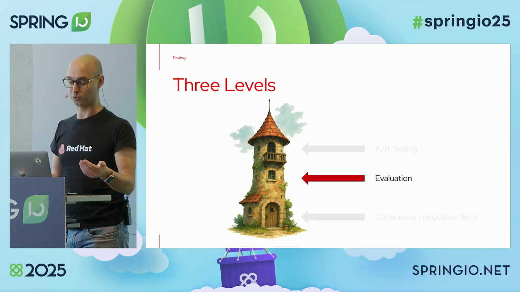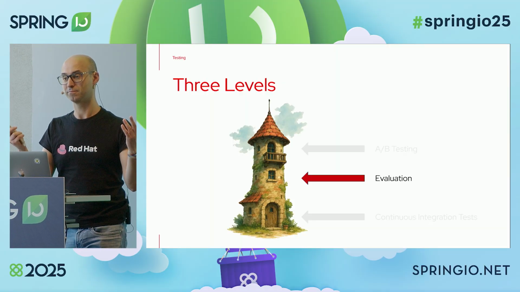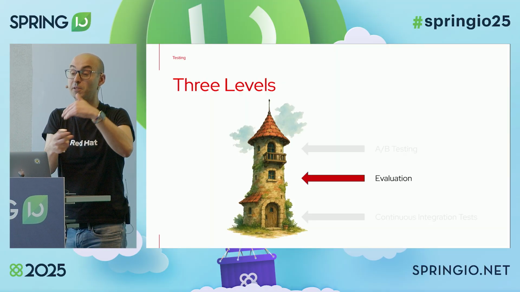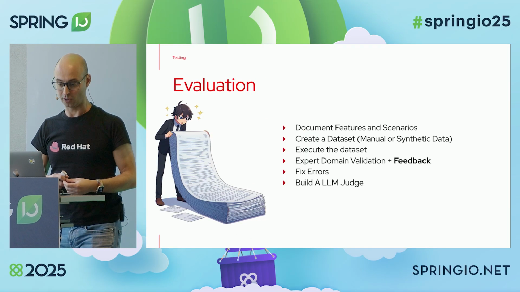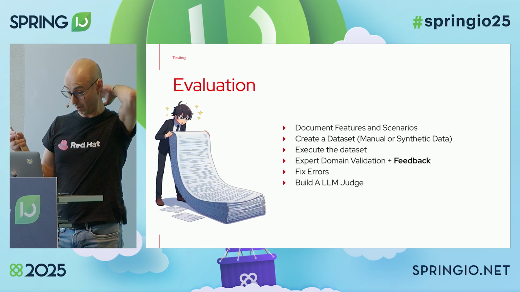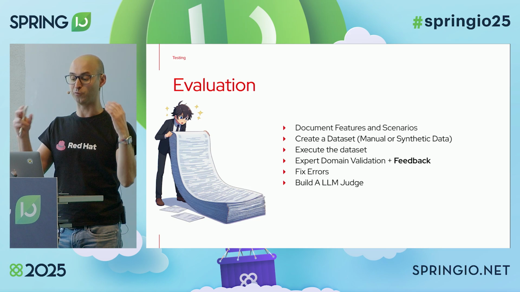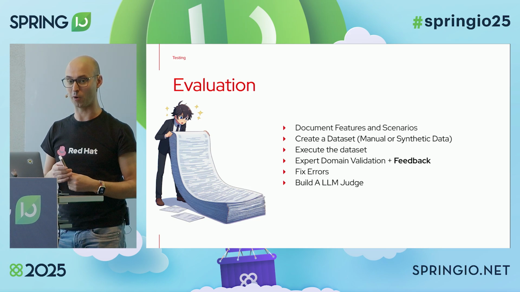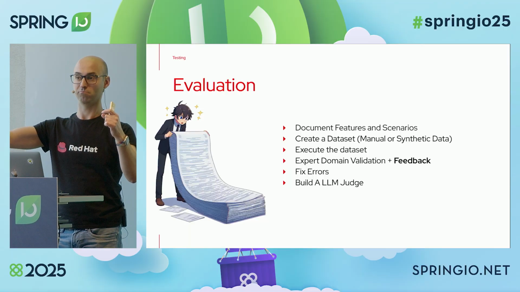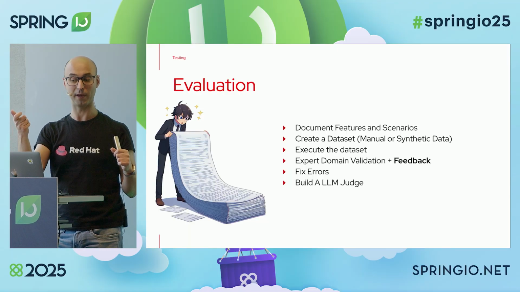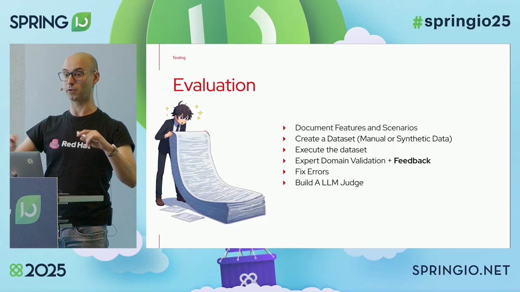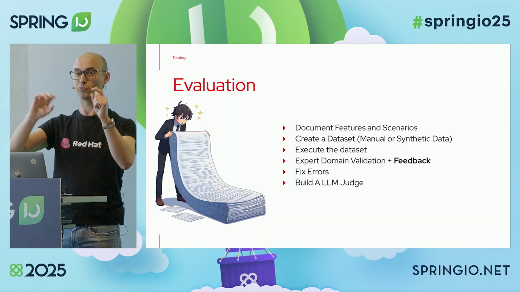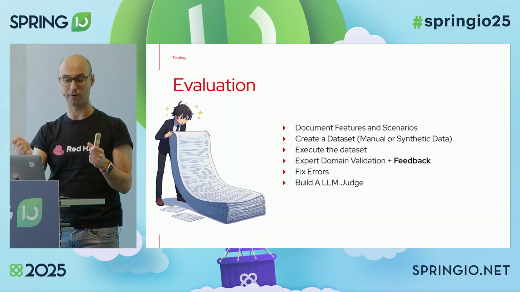Now let's go to level 2, which is the evaluation. This is like the behavior-driven development that we've been doing in the past. What is the first thing that you need to do? First of all, document the features and the scenarios that you want to cover with AI. For example, if you want to summarize an email and return some key points of the mail, then put, I'm going to get an email, and then I want to summarize the mail with these bullet points or whatever.